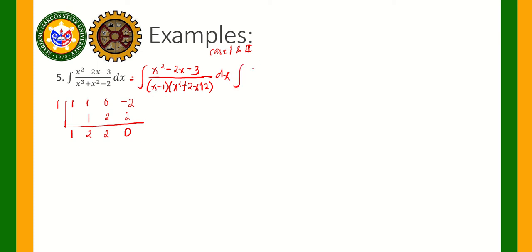So, this will be equal to, ito siya, si A over x minus 1. And then plus, sa case 3 natin, that will be equal to Bx. So, yung a natin dito will be 1. And yung b natin will be equal to 2. So, a natin is 1 and then x. So, that will be equal to 2x. Tapos, yung b natin is 2 plus 2.